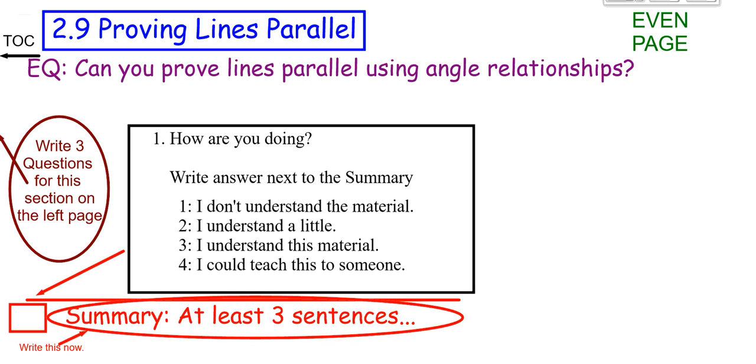So that is 2.9, proving lines parallel. If you haven't already, make sure you write your questions, your level of understanding, and at least 3 sentences. Some good things to write about would be converses. What are these angle pairs? Maybe a question about how do you know if it's the converse? And a hint is we end up with the lines parallel if it started out that way.